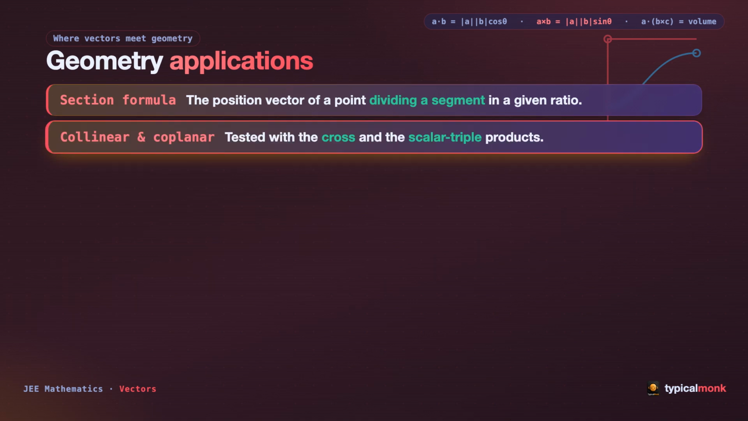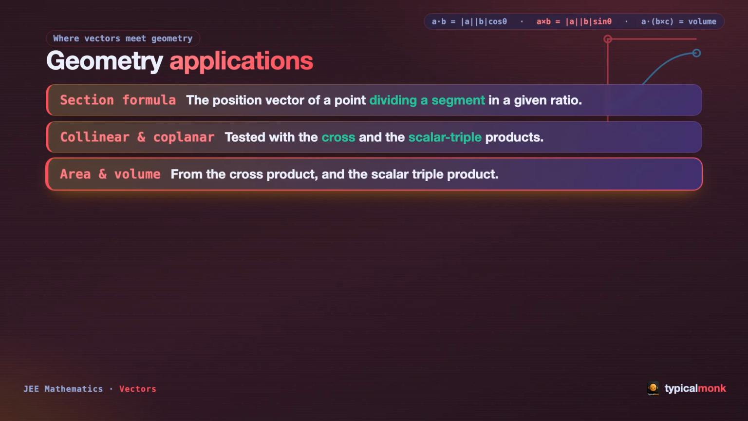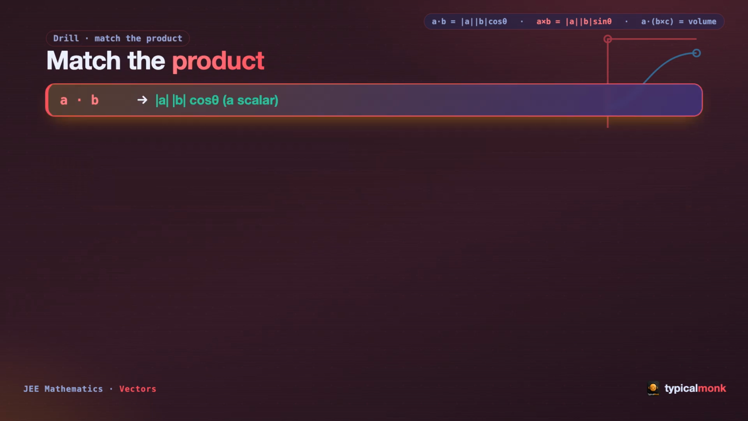Collinear and coplanar, tested with the cross product and the scalar triple product. Area and volume, found from the cross product and the scalar triple product. Now, match each product to its meaning.